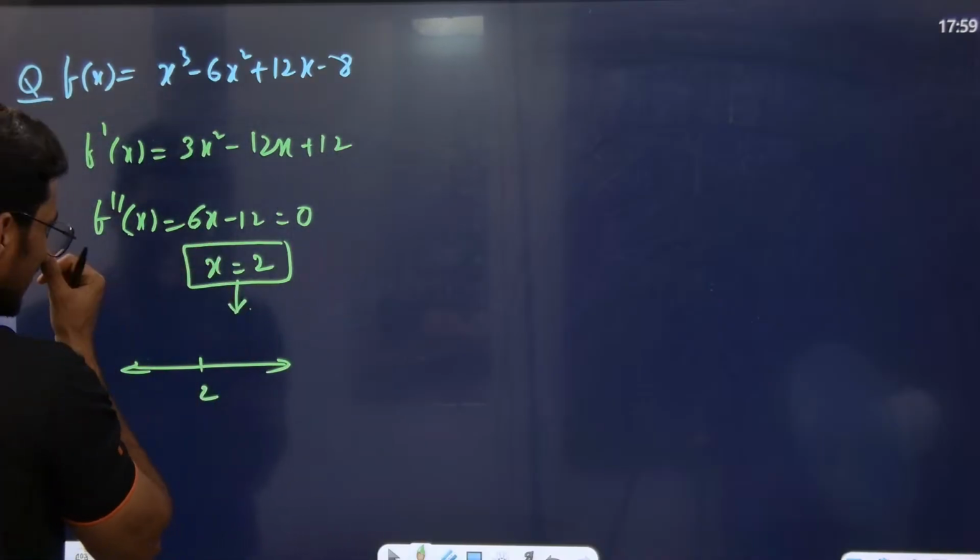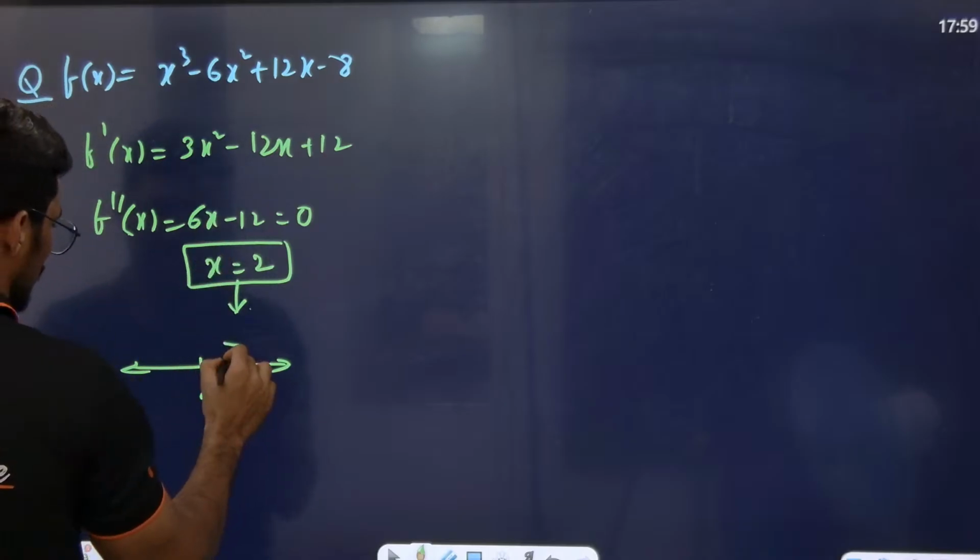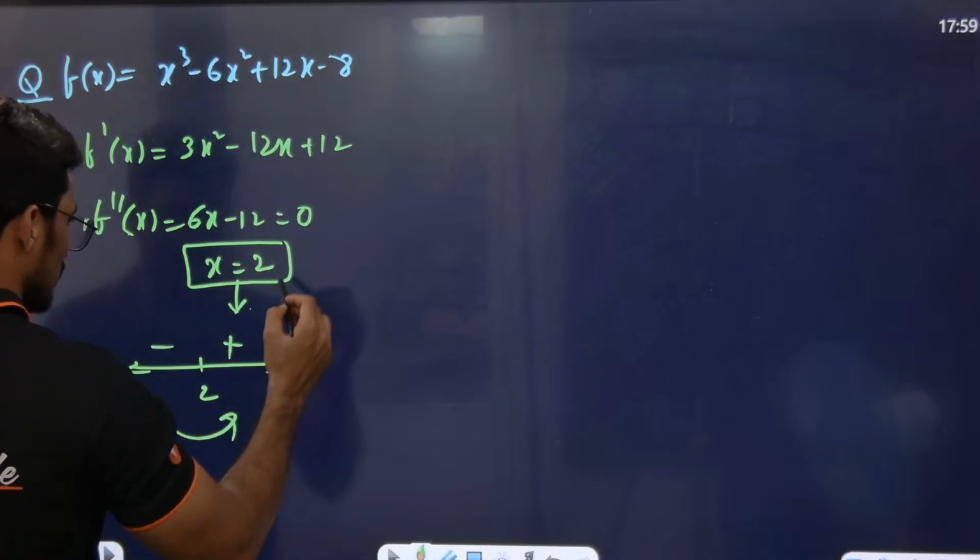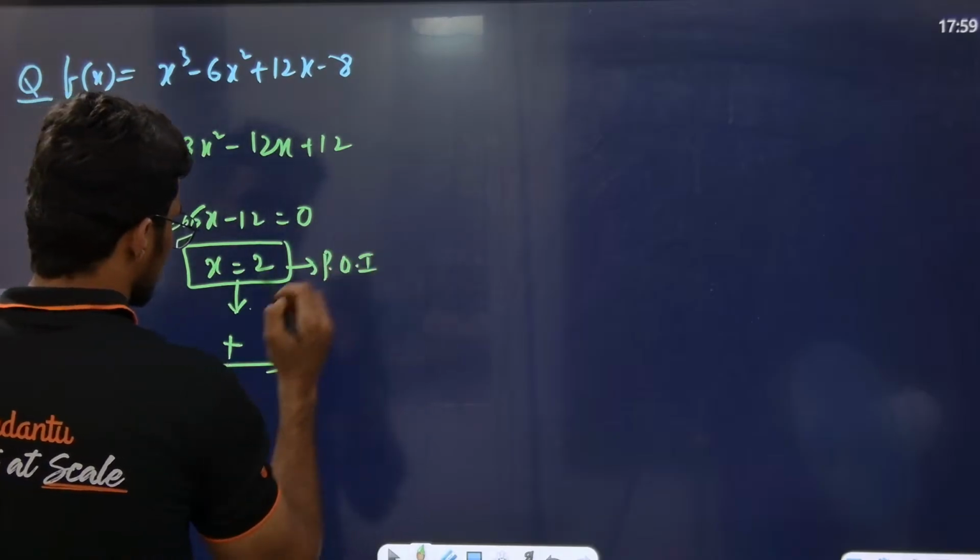On the right side, take any value, let's say 3, positive, and on the left it is negative. Obviously the sign has changed, so this is the point of inflection. Yes or no? This is the point of inflection.